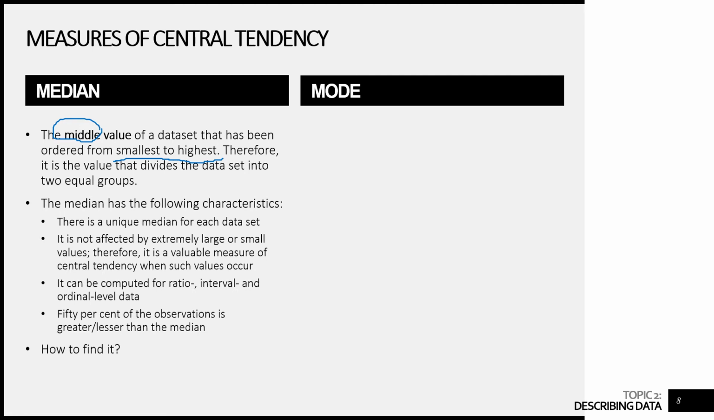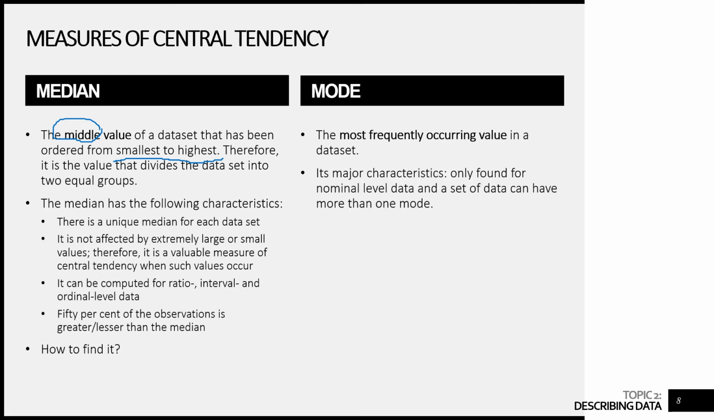Okay, now let's move on to mode. Mode is the most frequently occurring value. In other words, if you look at your data set, you look at the number or the value that occurs most frequently. So that is basically your mode. The major characteristic of the mode is that it can be found for nominal level data. And a data set that has more than one mode is possible. It's called bimodal. So how do we find the mode? Simple. You just look at your data set and see which number occurs most frequently.